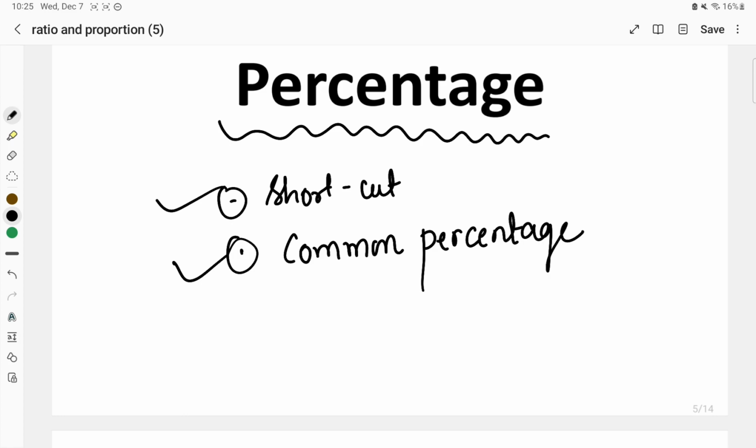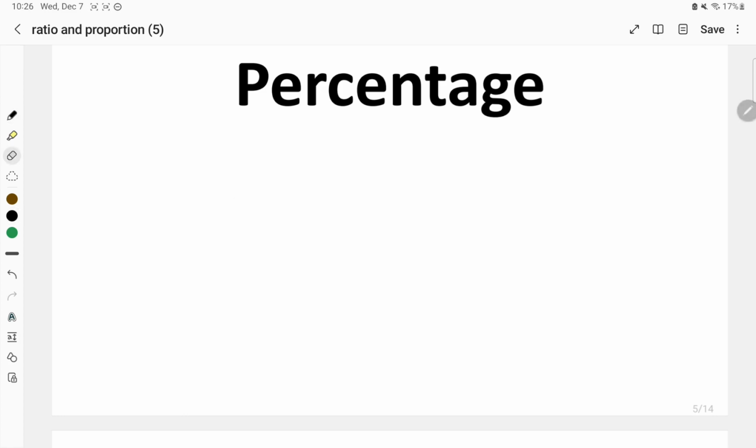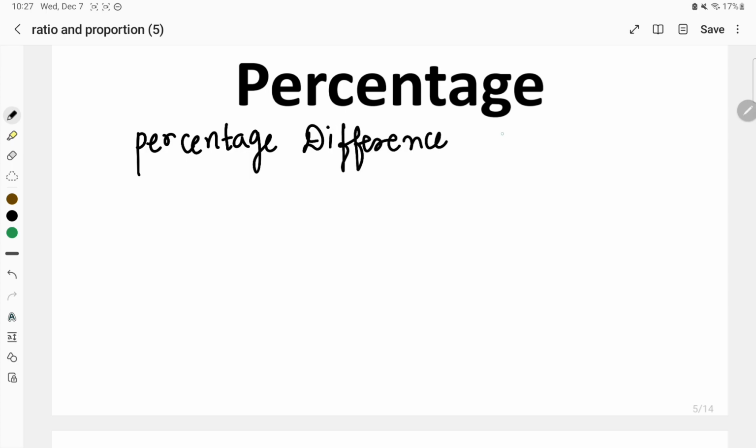Okay, in today's lecture we'll be discussing more questions regarding percentage. Before moving into the questions, I would like to tell you some of the important formulas regarding this topic. Whenever a question asks us to calculate the percentage difference, there are two different formulas for that. Percentage difference formulas, what are those? Let us discuss that first.